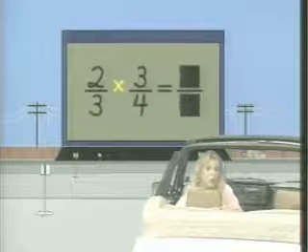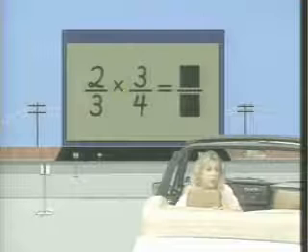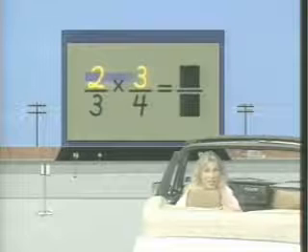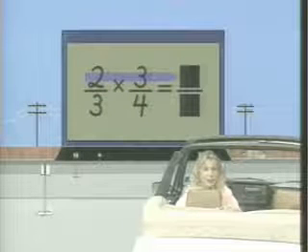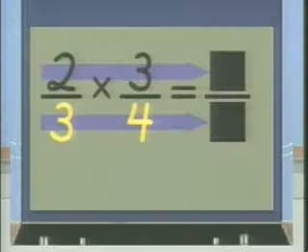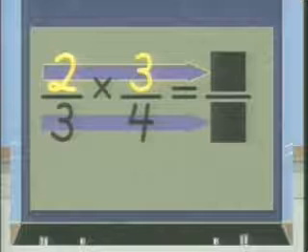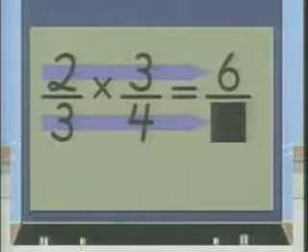We're going to work on multiplying fractions. Here's 2/3 times 3/4. When we multiply fractions, we multiply across the top and write that number on the top. Then we multiply across the bottom and write that number on the bottom. When we multiply on top, we have 2 times 3. What does that equal? Yes, 6.